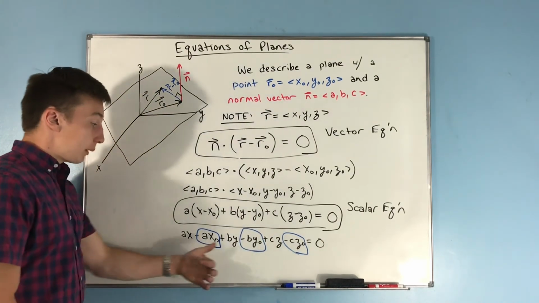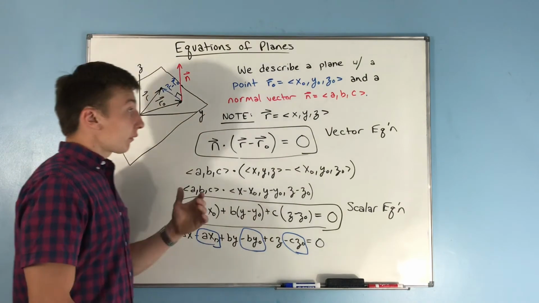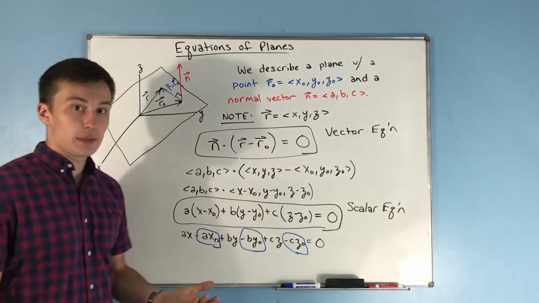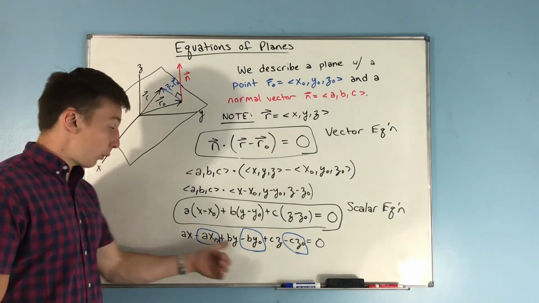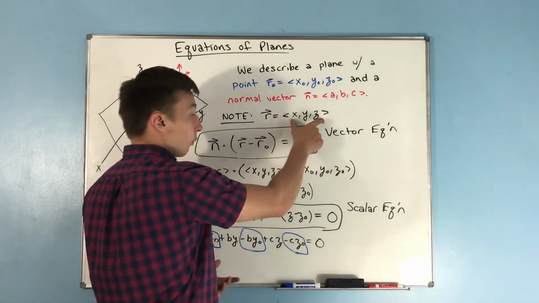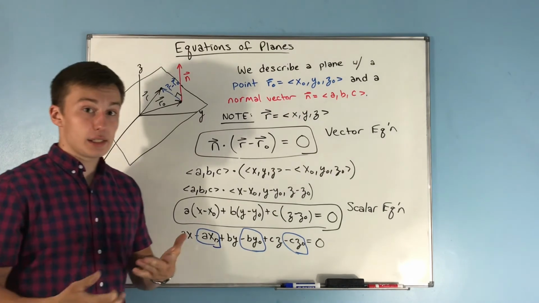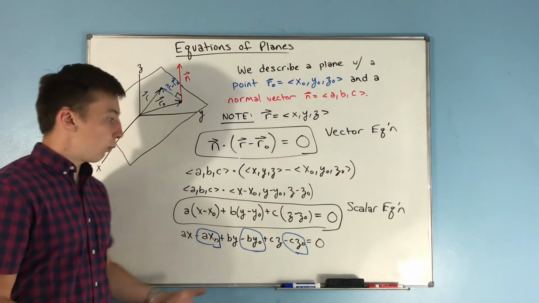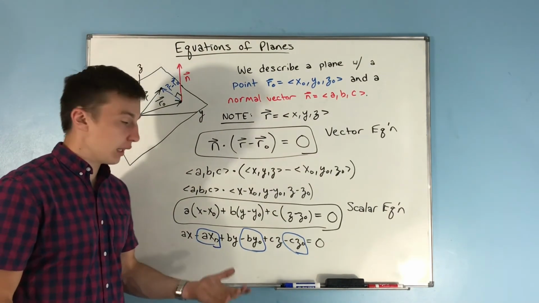Now this ax, by, and cz, they are not constants. Why? Because you have the x, the y, and the z. The x, the y, and the z are just whatever other point is on the plane, whatever point you're trying to find.